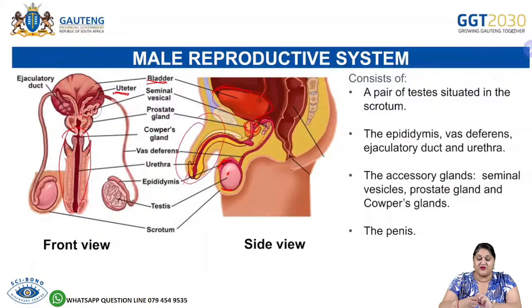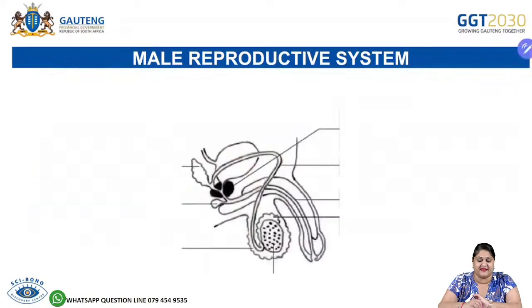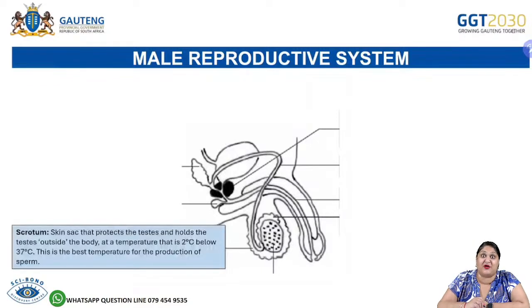Okay, so these are the structures that you need to know. Make sure you know how to label these diagrams. Now I'm going to go into the functions of the different parts. Let's start at the bottom again with the scrotum. So the scrotum is a skin sac, and it protects the testes and holds the testes outside the body.